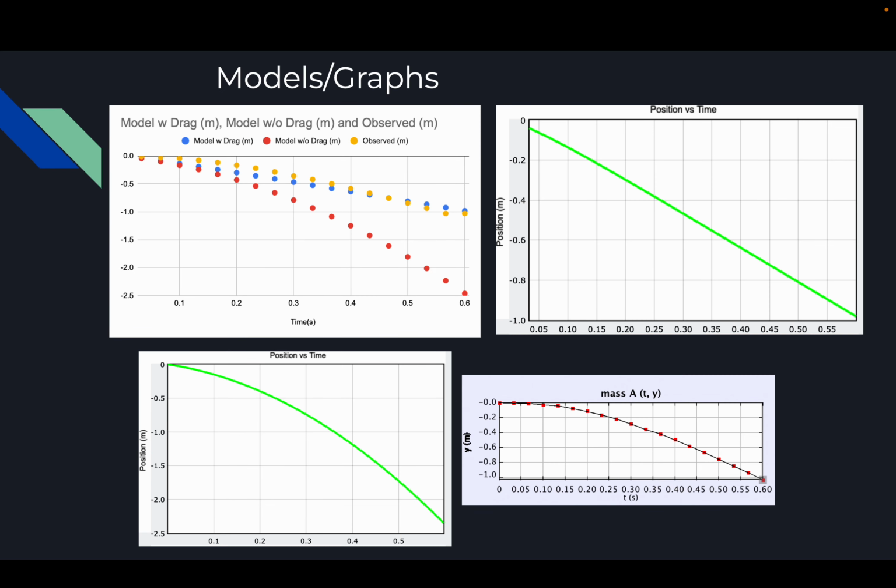Here are the models and graphs that we have. To the top left, we have in yellow our observed position versus time graph. In blue, we have the model where we consider drag. And in red, we have the position versus time graph for the model where we don't consider drag.